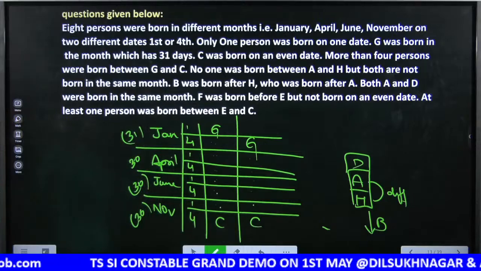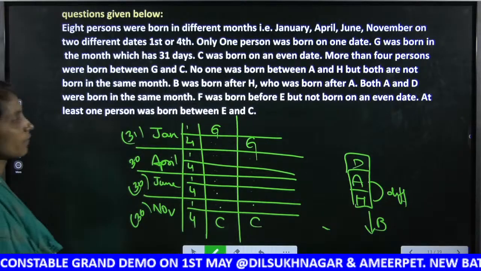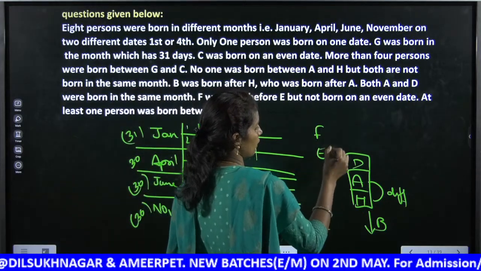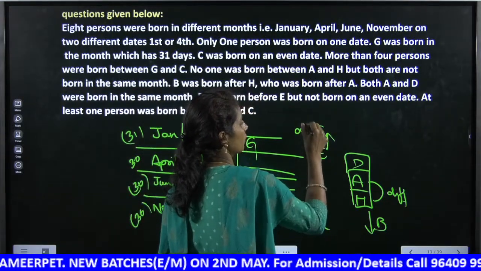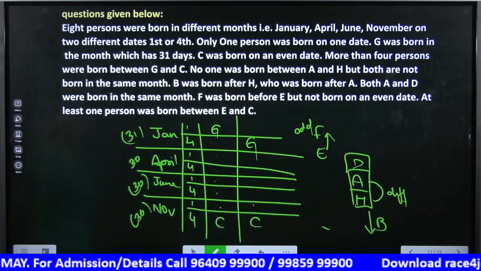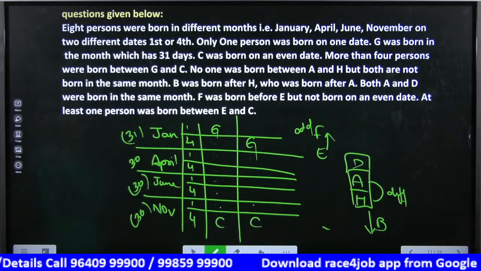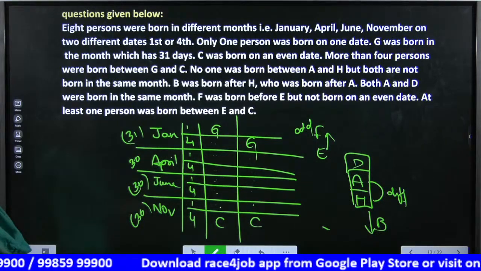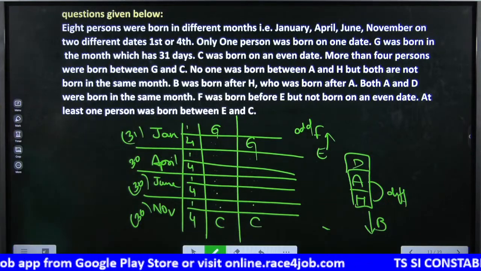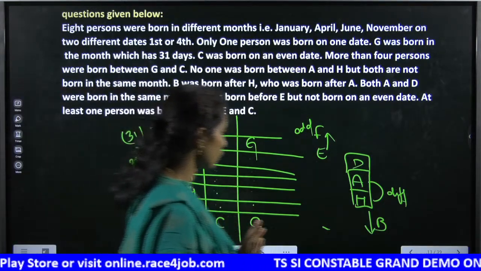F was born before E. F was not an even date. F was before E. It should be odd. At last, one person was born between E and C. In between E and C, we have at least one person. One person needs to be considered. Right? This is the information we have.